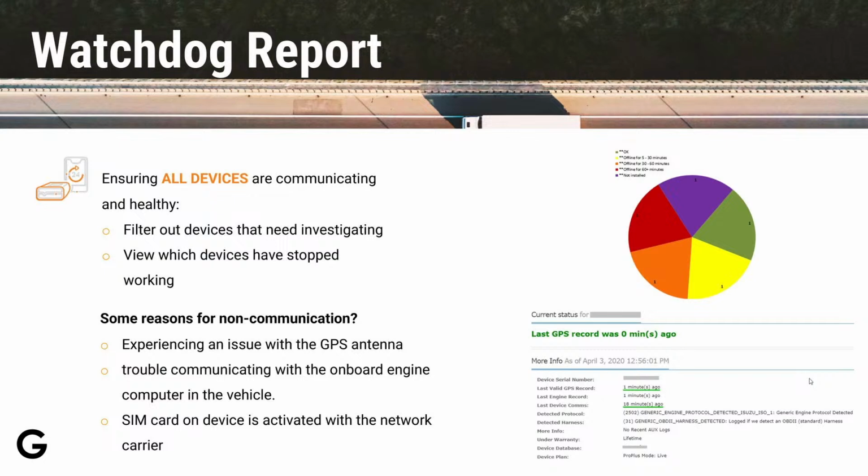And devices can actually stop communicating for a wide range of reasons. For instance, some devices may drive into an area out of cellular coverage, and stay out of coverage for a number of days. And it is also common for a device to be unplugged while in the shop for maintenance. And a non-communicating device can even indicate a larger issue with the vehicle itself, such as a dead battery. So reviewing the Watchdog report regularly will allow you to jump on top of any potential issues early and ensure that your telematic devices are always reporting the data that you need.